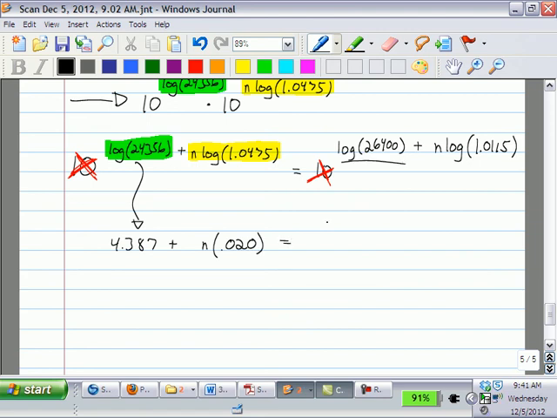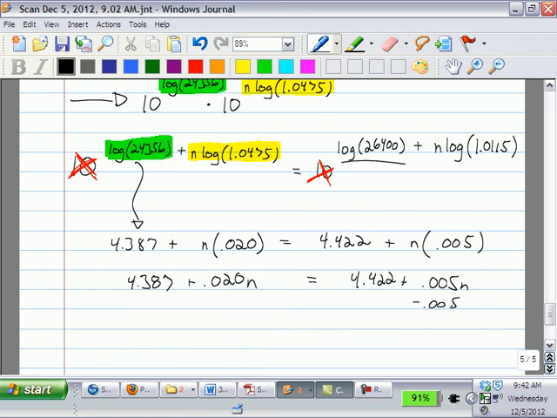Okay, this guy was how much? And then the next one. Okay, which side do you want your n's on? You got 0.020 n on the left, 0.005 n on the right. You think on the left? Okay. So I'm sorry, you said n's on the left? Okay. Minus 0.005 n, minus 0.005 n.